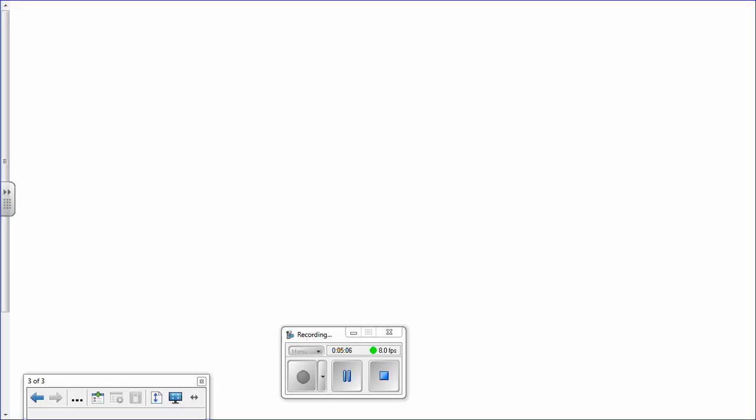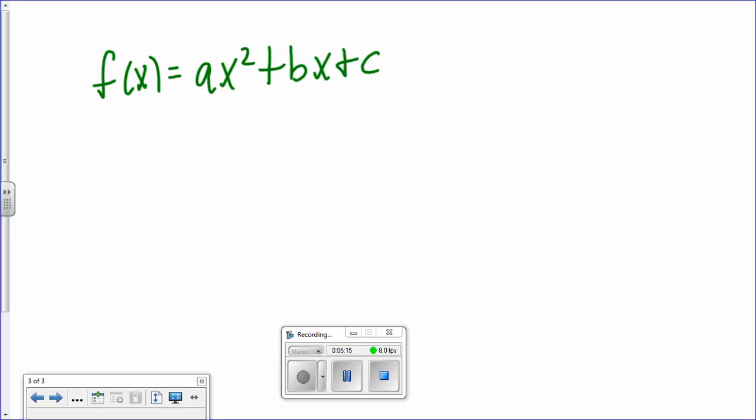I will always call this standard form. Okay? Some people call this general form. I do not call it that. Your book calls it general form. Everyone else in the world calls this standard form.